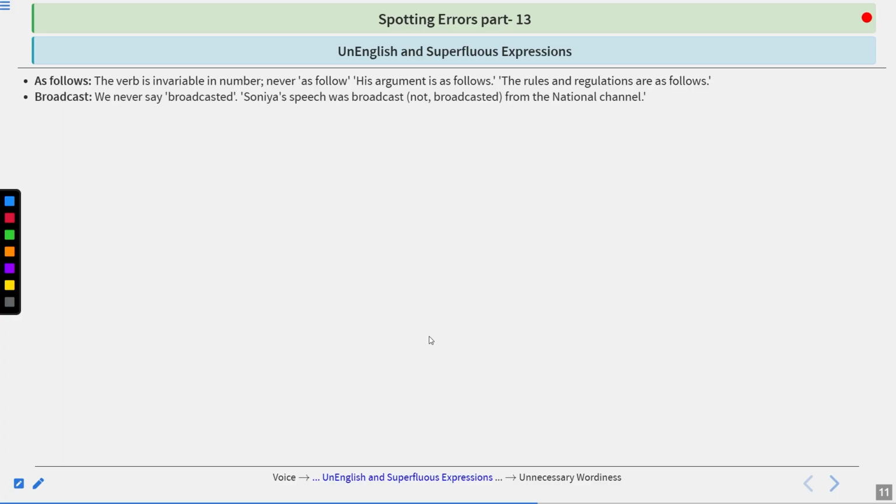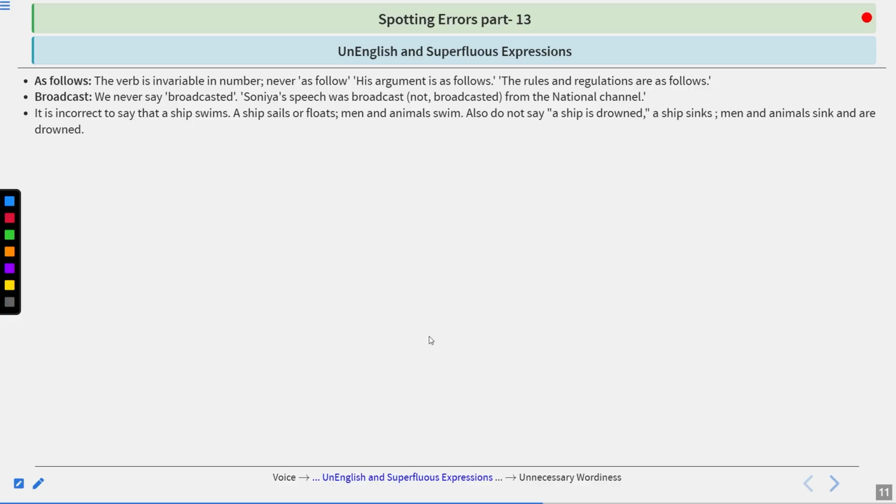Broadcast. We never say "broadcasted." There are some verbs which are not formed by adding -ed. One of them is broadcast. Sonia's speech was broadcast, not broadcasted, from the national channel.